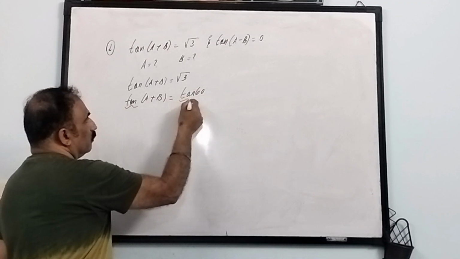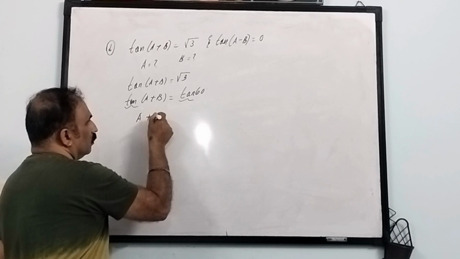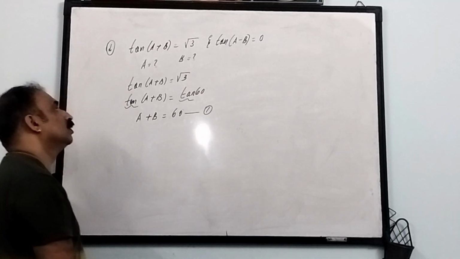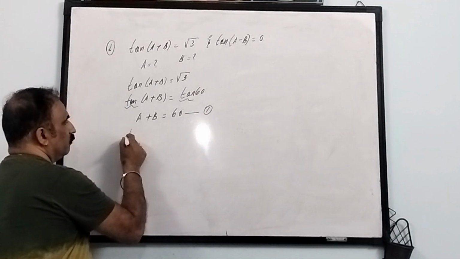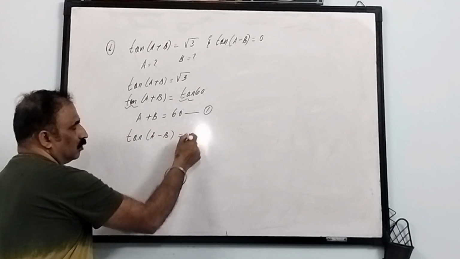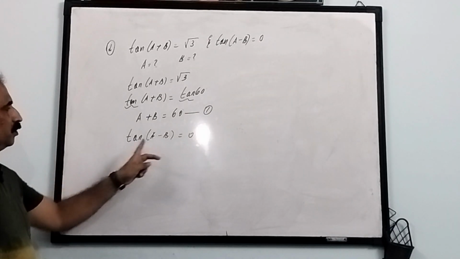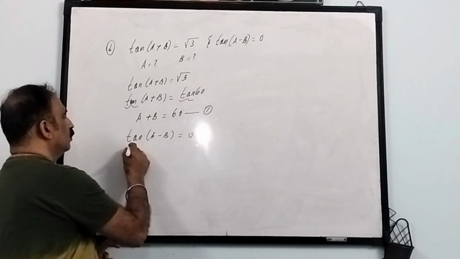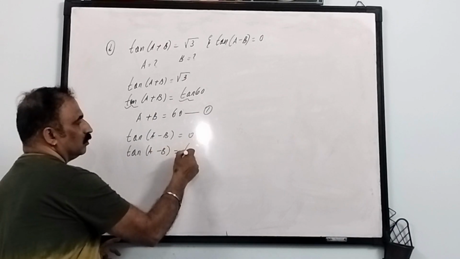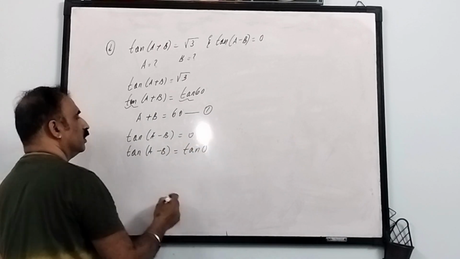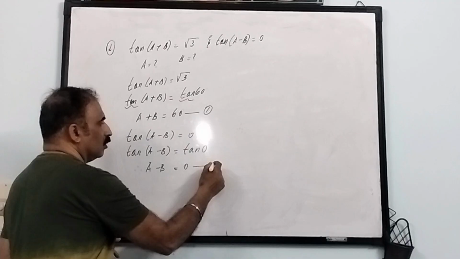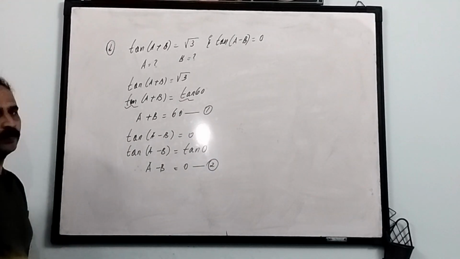So tan gets equated. So A plus B is equal to 60 degrees. We call this equation 1. Then you have got the second equation, tan of A minus B, which is equal to 0. So similarly, 0 also has to be brought in terms of tan. So tan of A minus B is equal to tan 0, which is equal to 0 degrees. Therefore, we get A minus B is equal to 0. We call this equation 2.